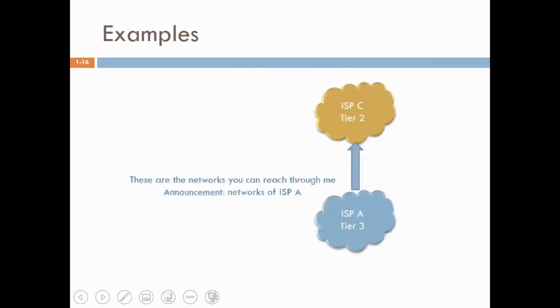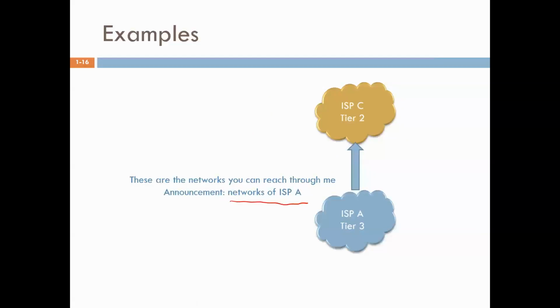First of all, there can be a relationship between ISP A and ISP C, where ISP A wants its customers to be announced. So basically, ISP A has some customers, and these customers want to receive data. And so how do other networks know that there are customers of ISP A? Because ISP A will actually announce its own networks to the provider, which is ISP C in this case.